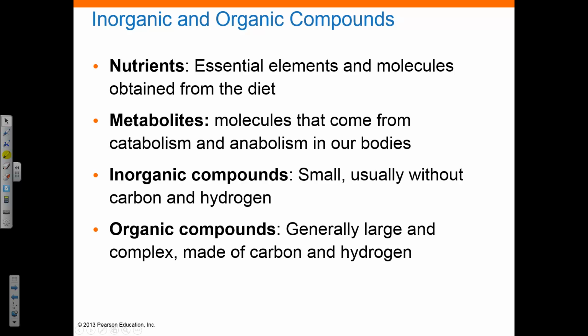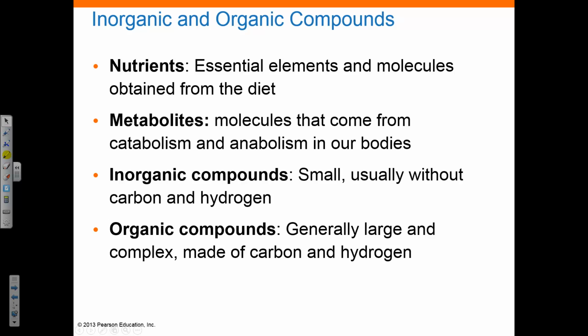The compounds involved in the chemical processes in the body will now be examined, beginning with nutrients and metabolites. Nutrients are defined as the essential elements and molecules obtained from the diet. Metabolites include nutrients and are defined as molecules that come from catabolism and anabolism in the body. Nutrients and metabolites consist of both inorganic compounds and organic compounds.